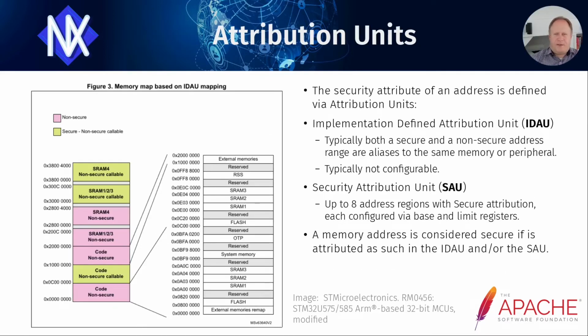I said that the security state of the processor depends on the security of the address it is fetching instructions from. But who decides whether an address is considered secure or non-secure? For this, TrustZone introduces so-called attribution units, which mark ranges of addresses as either secure or non-secure. There are two major kinds of attribution units.